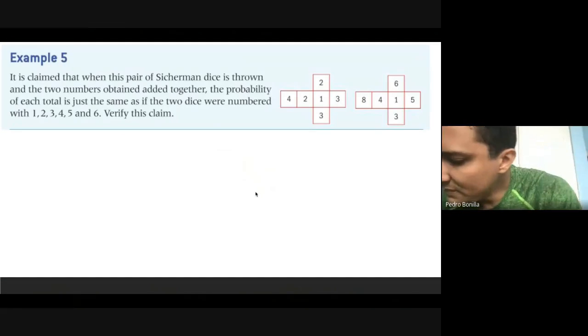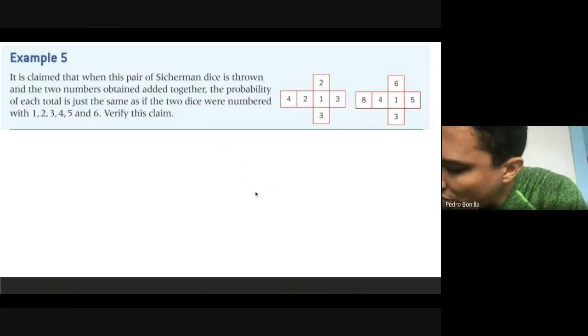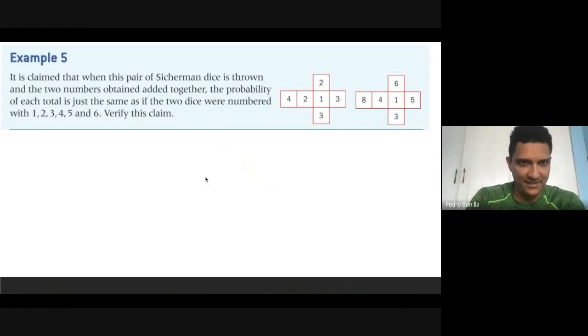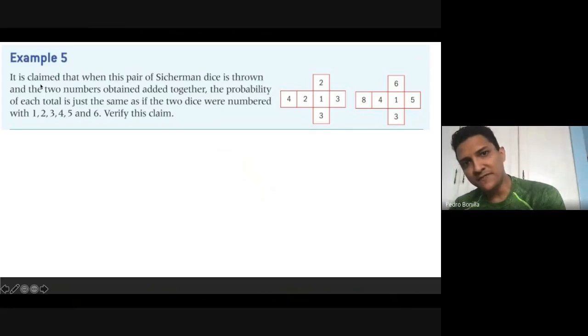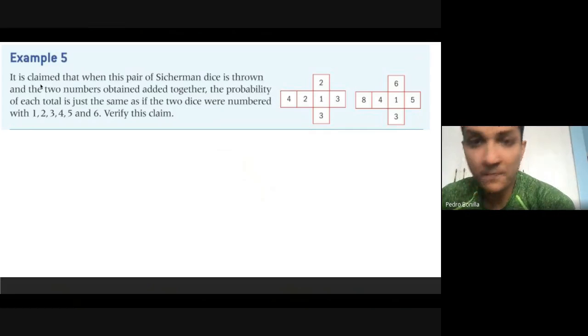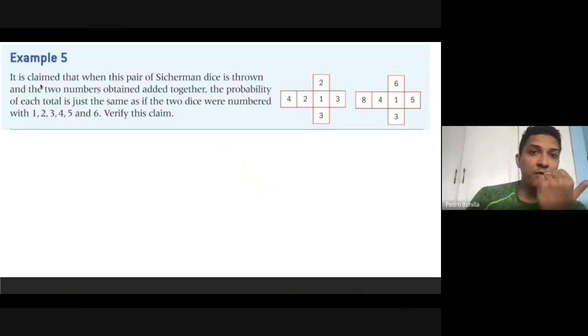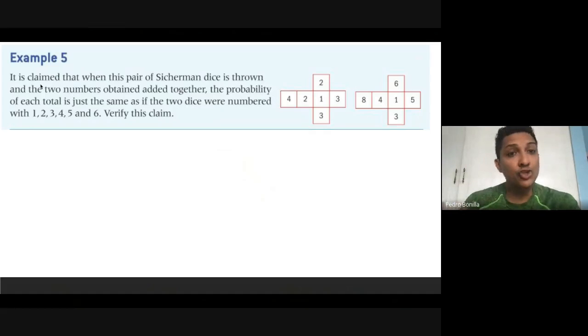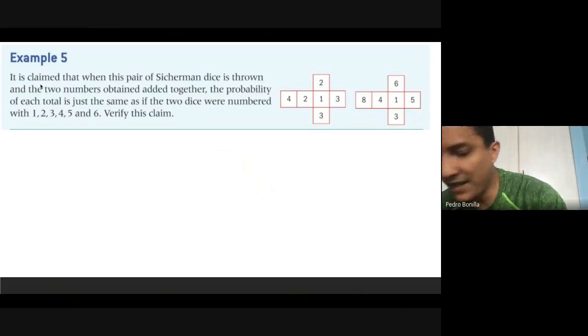Okay, so now we have another dice which is called Zickerman dice. It says it is claimed that when this pair of Zickerman dice is thrown and the two numbers obtained are added together, the probability of each total is just the same as if the two dice were numbered with 1 through 6. Verify this claim. So let's see if that is true.